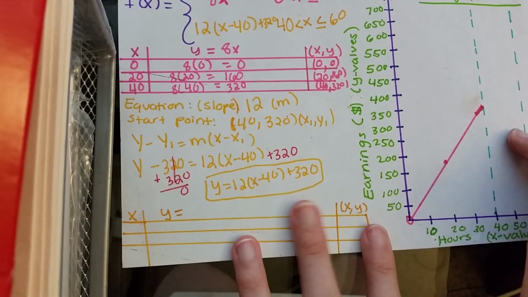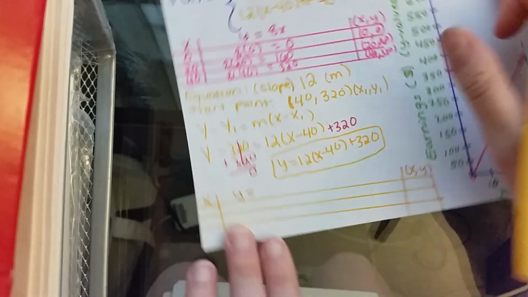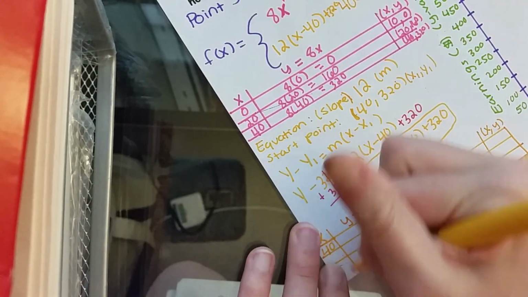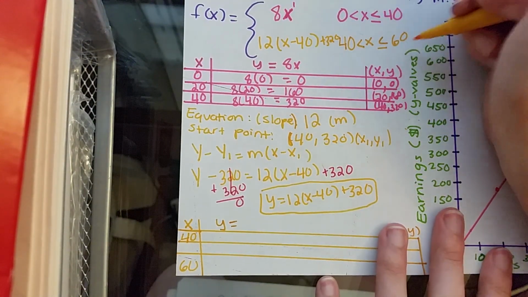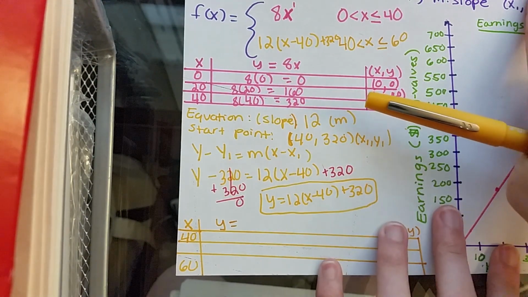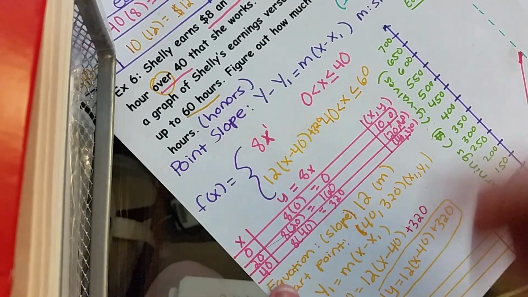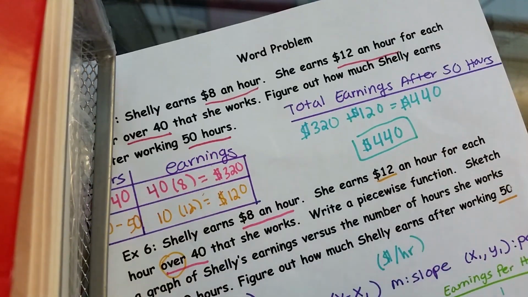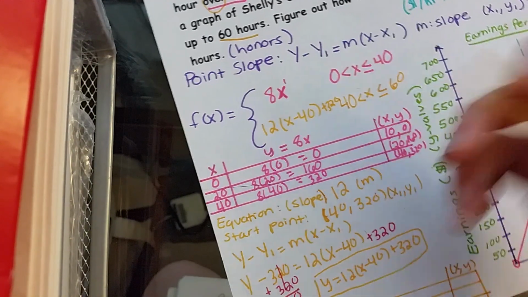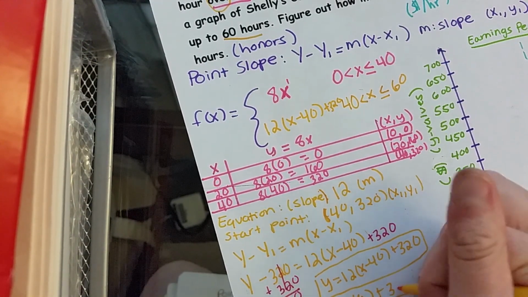So now, to get our final graph, we're just going to do the same thing as before. This time we have a start and an end point, so we definitely include those in our table. So I'm going to include 40 and 60. All right, and then I'm going to pick a number in between 40 and 60, which, since we want to know how much Shelly earns after 50 hours, it might be a good idea to include in our table. So I'm going to include 50. Why not? Which again, if we did this right, we should get 440. So let's see. Okay, so our equation is 12 times x minus 40 plus 320.